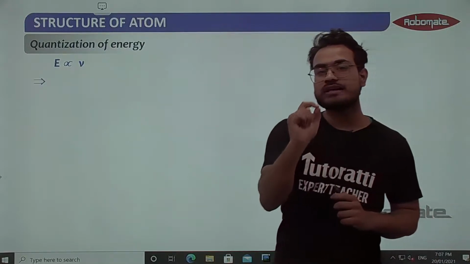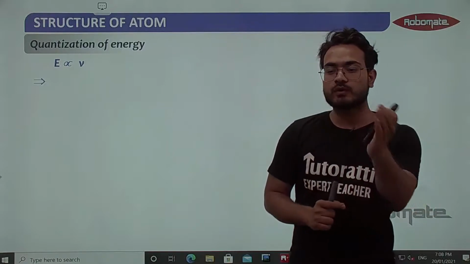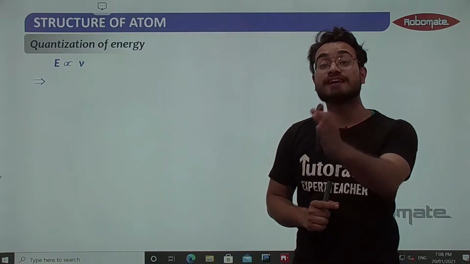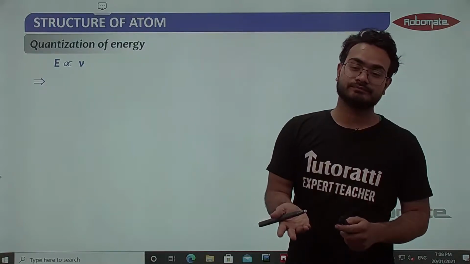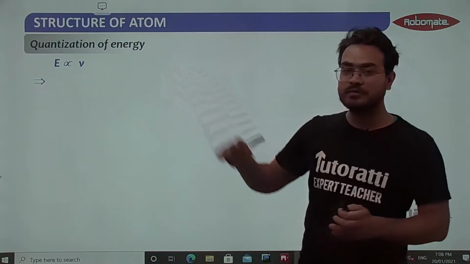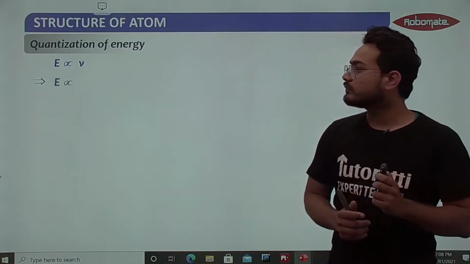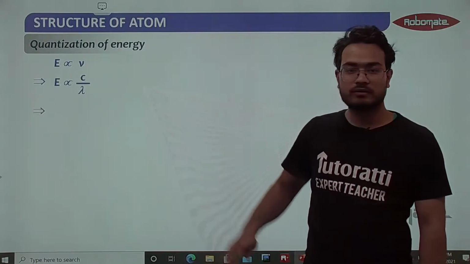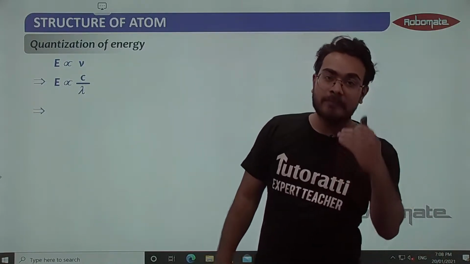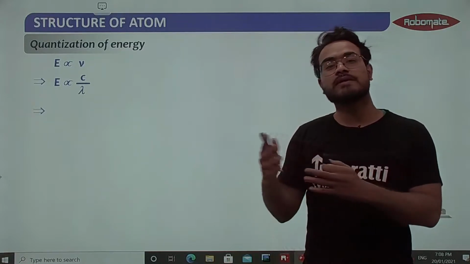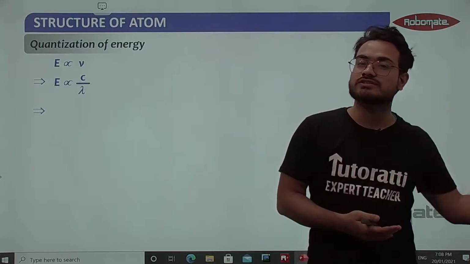Have you seen any relation between nu and lambda? That is frequency and wavelength. Good, Pranit and Sarthak. Nu is frequency and lambda is wavelength. The relation will be this: nu can also be written as c by lambda, because nu into lambda is equal to c. We saw this in the earlier sessions.